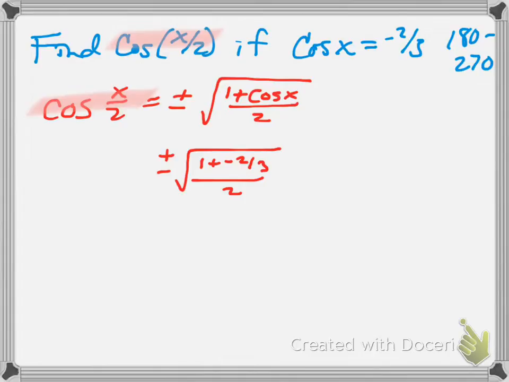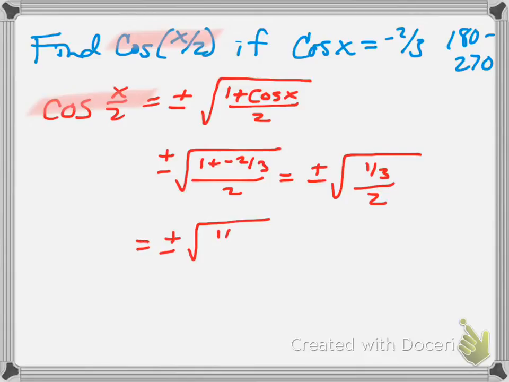And so we have to somehow get through this thing without messing it up. 1 plus negative 2/3 is 1/3. 1/3 over 2 is 1/6. Square root of 1/6 is square root of 1 over the square root of 6. Square root of 1 is 1.